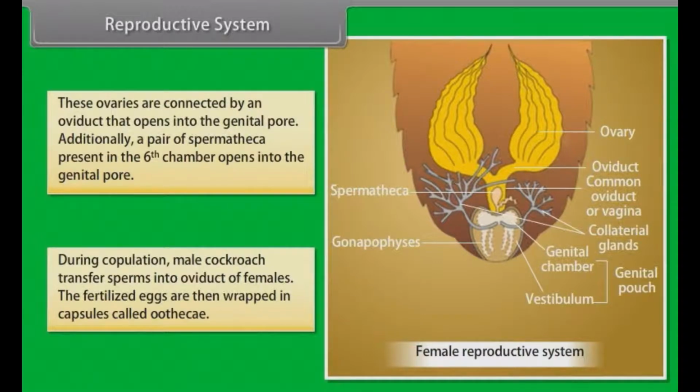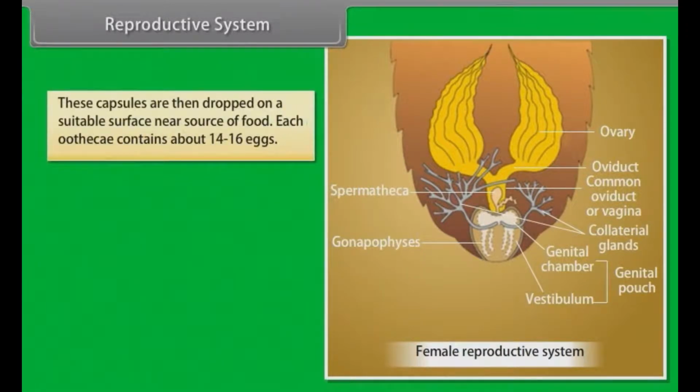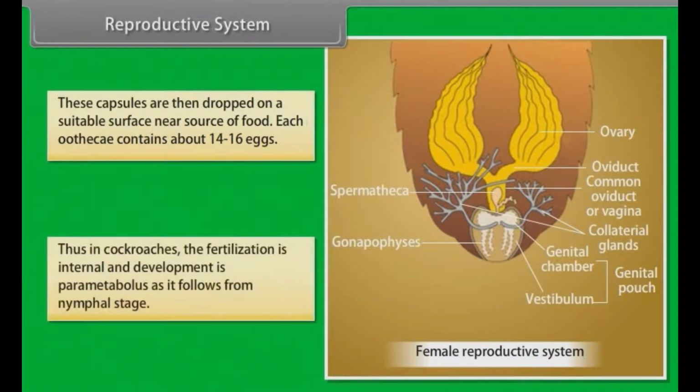The fertilized eggs are then wrapped in capsules called oothecae. These capsules are then dropped on a suitable surface near a source of food. Each ootheca contains about 14 to 16 eggs. Thus, in cockroaches, the fertilization is internal and development is paurometabolous, as it follows a nymphal stage.